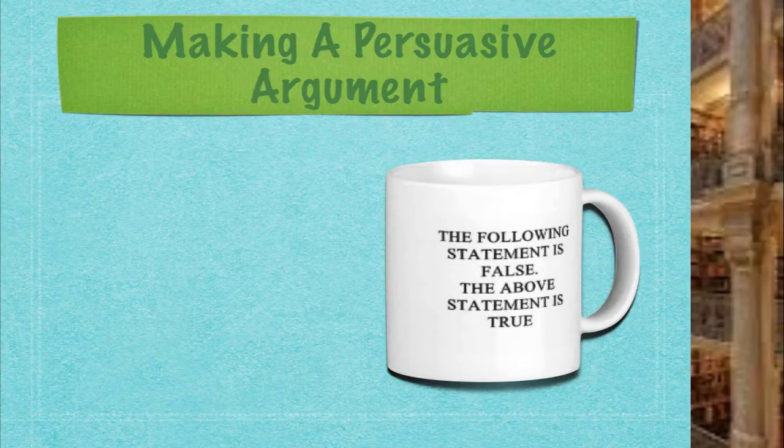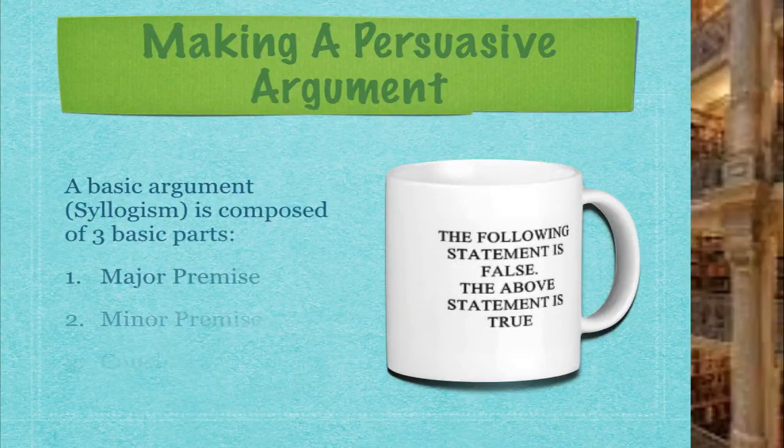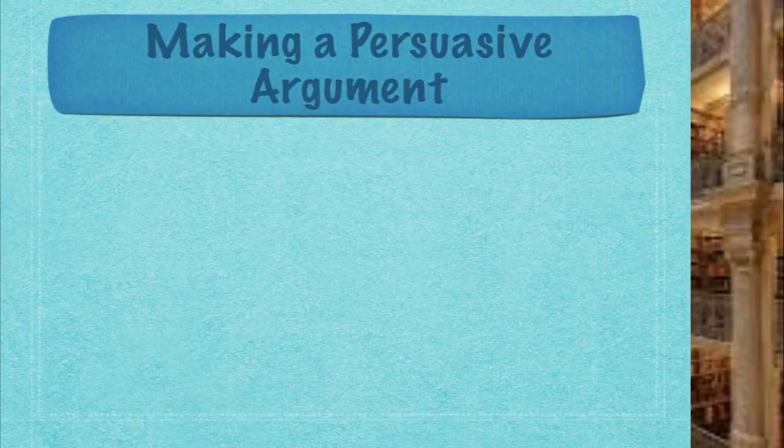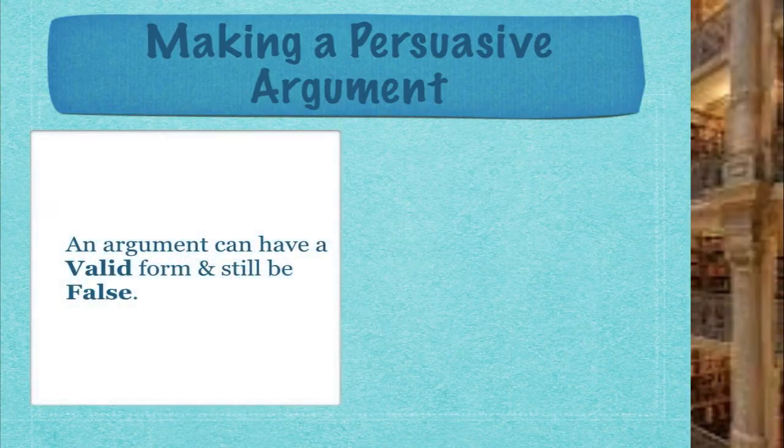So then, what is a basic argument, sometimes called a syllogism? It's really composed of three parts. There's the major premise, the minor premise, and a conclusion. Now here's what's important to understand. An argument can have a valid form and still be false. So what I'm really comparing here is this traditional way of looking at argumentation by philosophers, understanding there's a form and a structure it has to follow. And they say, hey, it can have a valid form or structure, but the conclusion can still be false.